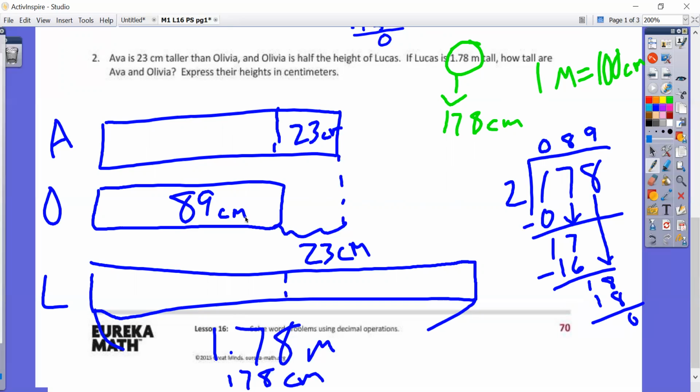of Lucas. To get Olivia's size, or sorry, not Olivia. I had students Olivia and Olivia in the same class.